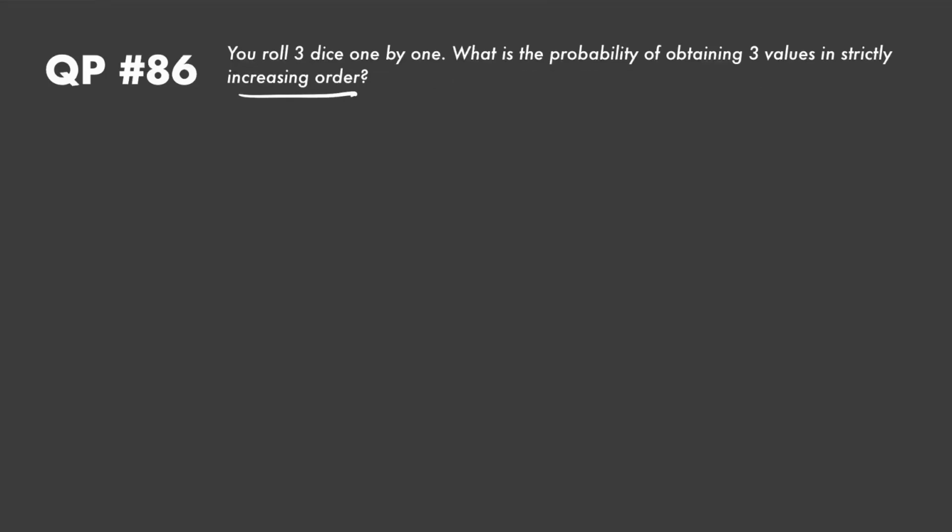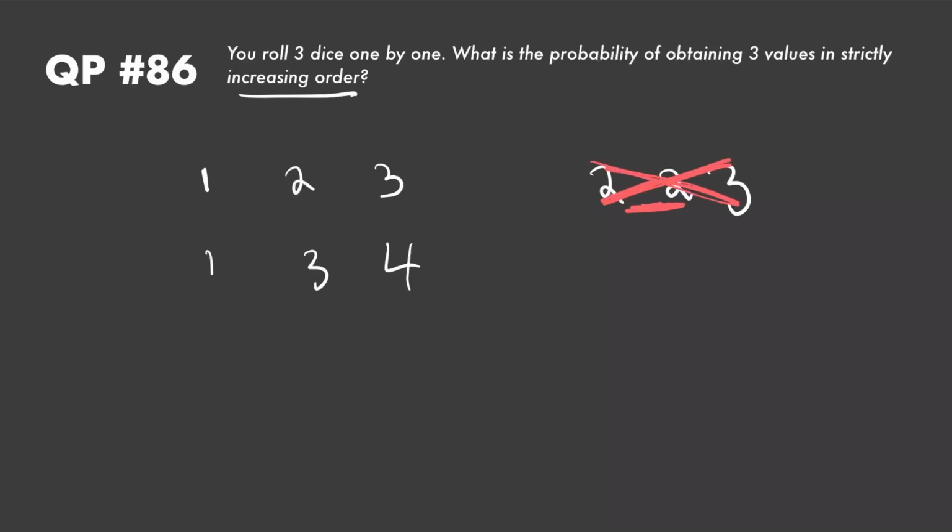So strictly increasing order, that means something like 1, 2, 3, or 1, 3, 4. You couldn't have something like 2, 2, 3, for instance, because that is increasing, but it's not strictly increasing because these are equal. So we have 6 possible values that any dice could take, and for it to be strictly increasing, we need 3 of them that are not the same.